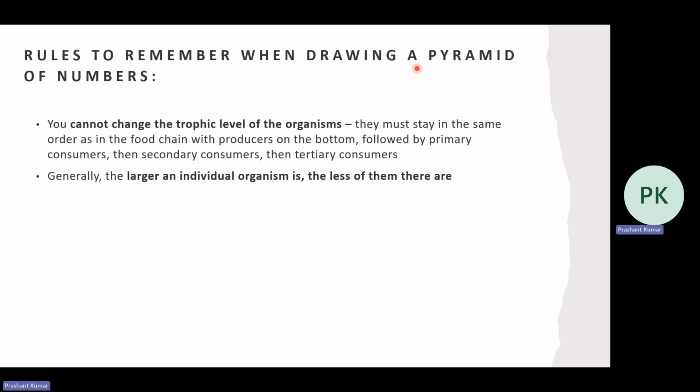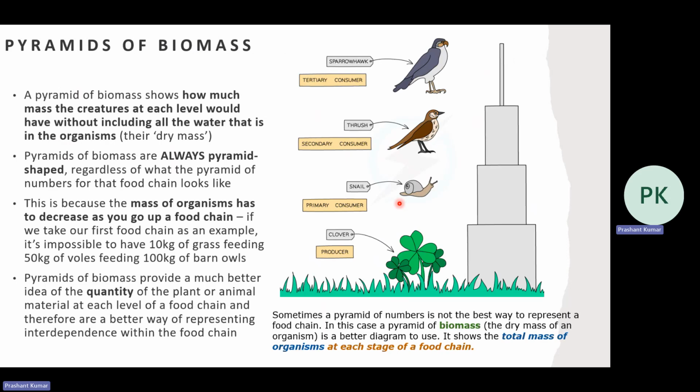Rules to remember when drawing a pyramid of numbers. First, you cannot change the trophic level of the organism. They must stay in the same order as in the food chain, with producer at the bottom always, and then primary, then secondary, and then tertiary. Generally, the larger an individual organism is, the fewer of them there are. So as we go up, the number will keep on decreasing.